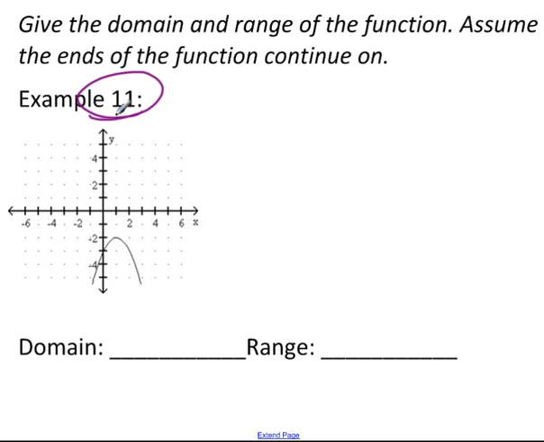So example number 11 here, you can take care of yourself. Remember, domain's still going to be the same. Range, what's the highest point that it gets to?